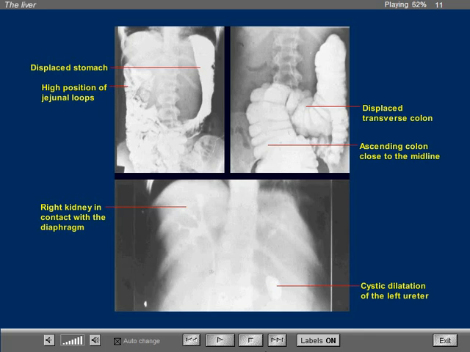In the urogram, the right kidney has reached the right dome of the diaphragm and appears much larger than the left. Note that there is a small left pelvocalyceal system, and we can also see a diverticulum of the proximal left ureter. So in summary, this patient had multiple anomalies which caused abnormal positions of the stomach, small bowel, large bowel, and kidneys.